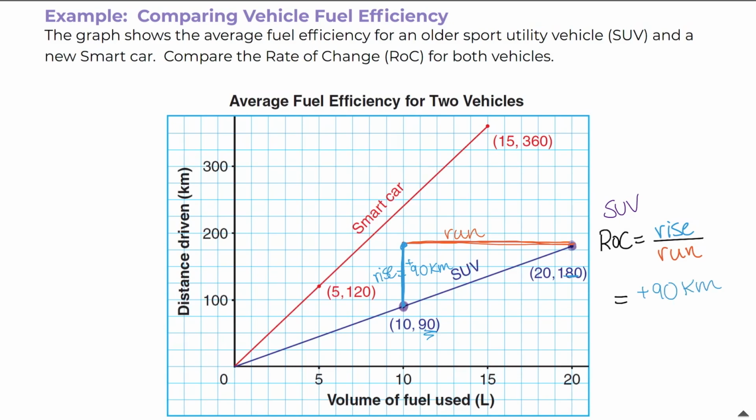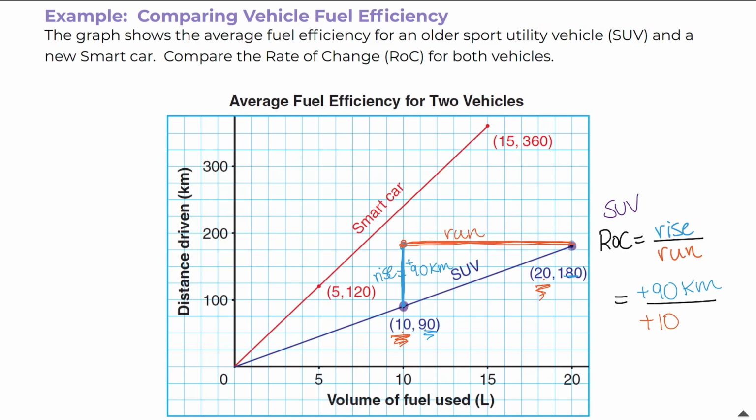Now let's go ahead and find the run. The run went from 10 to 20. So right here, I'm going to go from 10 to 20. That went up by 10. So this is 10 liters. And how do I know to use the 10 and the 20 for the run? The run is the horizontal distance, and the first number always represents the horizontal distance.